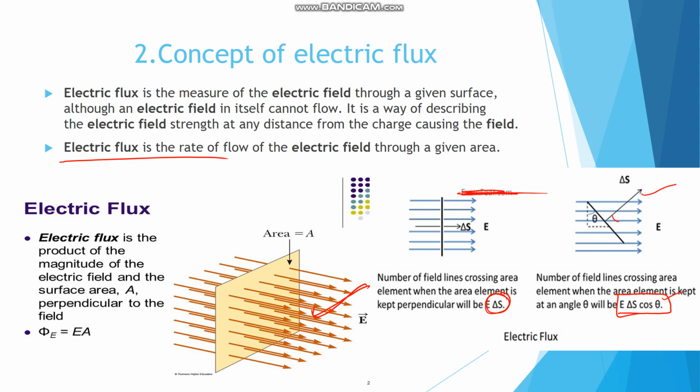Now if we see the simple formula of electric flux, it is the product of the magnitude of electric field and the surface area A. This is the vector quantity, E vector dot A vector, and when we remove the vector we get E A cos theta. Here theta is the angle between the electric field and area vector.